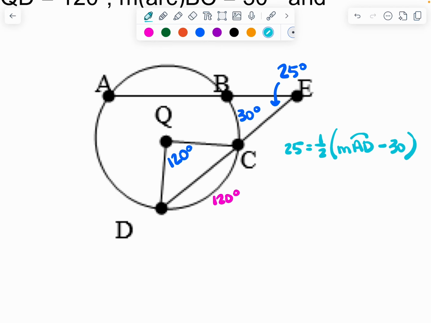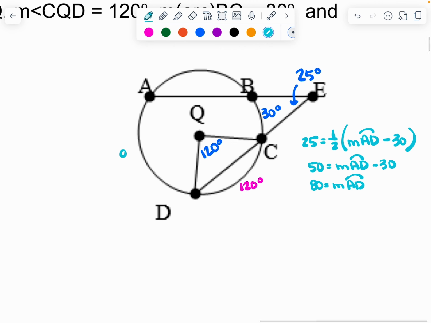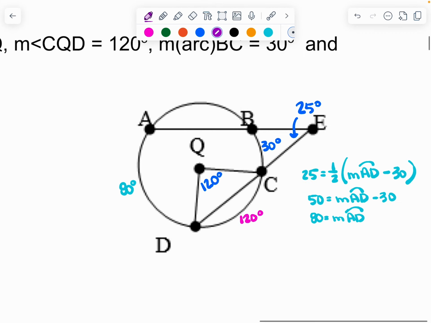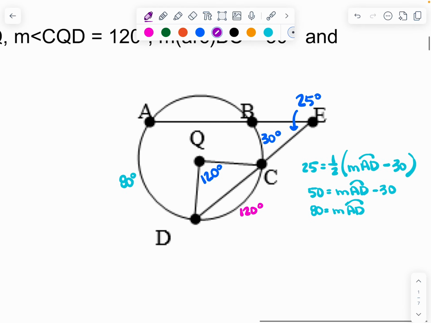And then I can just solve that quick little equation. I'm going to go ahead and multiply both sides by 2 and turn that into a 50 so I can get rid of the parentheses over here. And then all I need to do is add the 30. So that means the measure of arc AD is 80 degrees. So this guy over here is 80. And I may as well keep going because I'm probably going to need a lot of these arcs. So I'm going to go ahead, even though I haven't even looked at the questions over here yet. I'm literally just solving this whole circle.